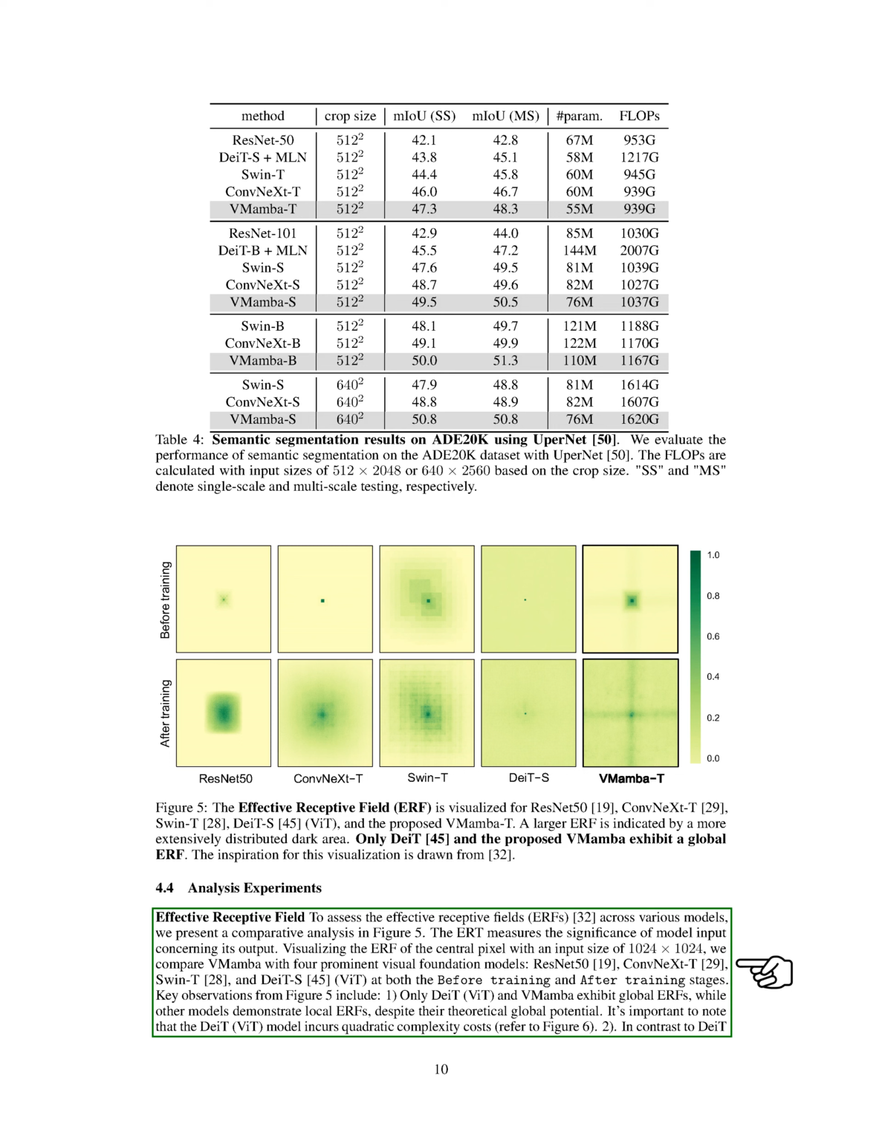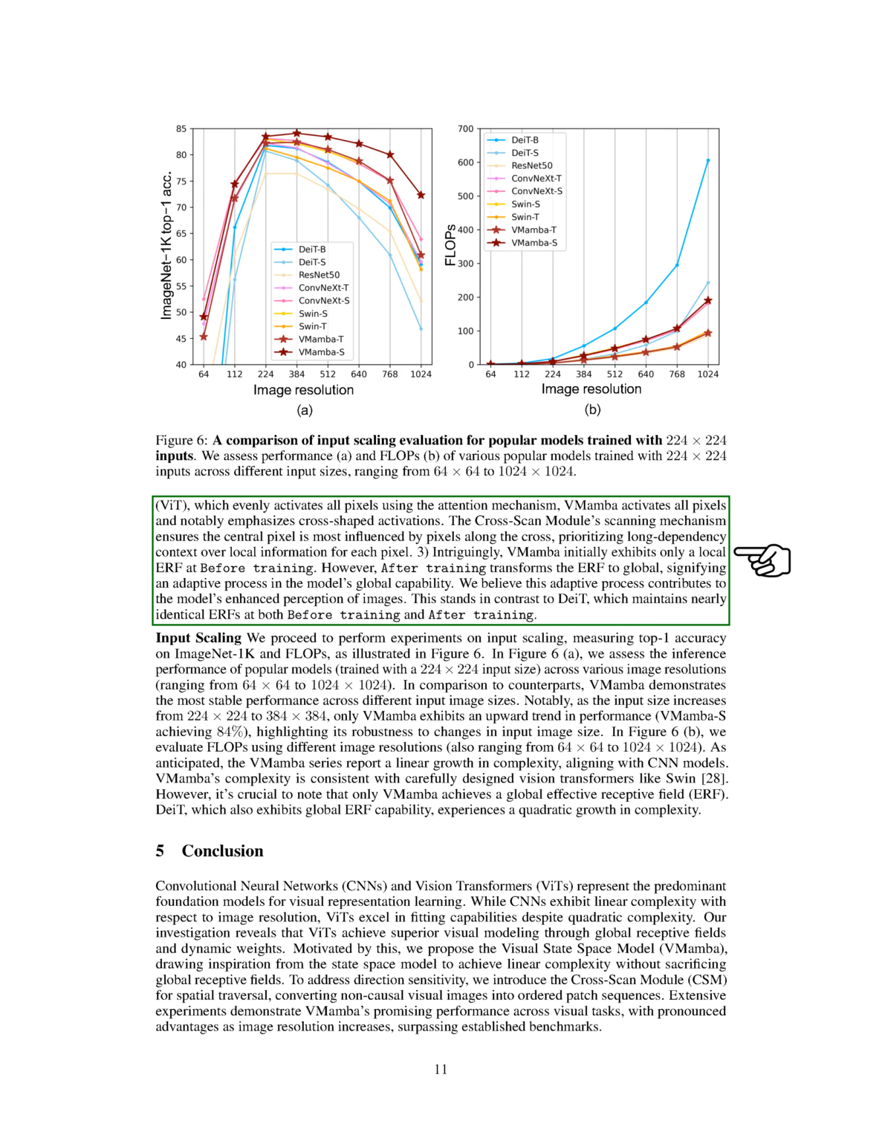However, DeiT-S has a high complexity cost. Unlike DeiT-S, which activates all pixels evenly, VMamba activates all pixels but emphasizes cross-shaped activations. This is due to the cross-scan module scanning mechanism, which prioritizes long dependency context over local information for each pixel. Interestingly, VMamba initially had only a local ERF before training, but after training, it became global. This suggests that the model adapts to enhance its image perception capabilities. This is different from DeiT, which had nearly identical ERFs before and after training.